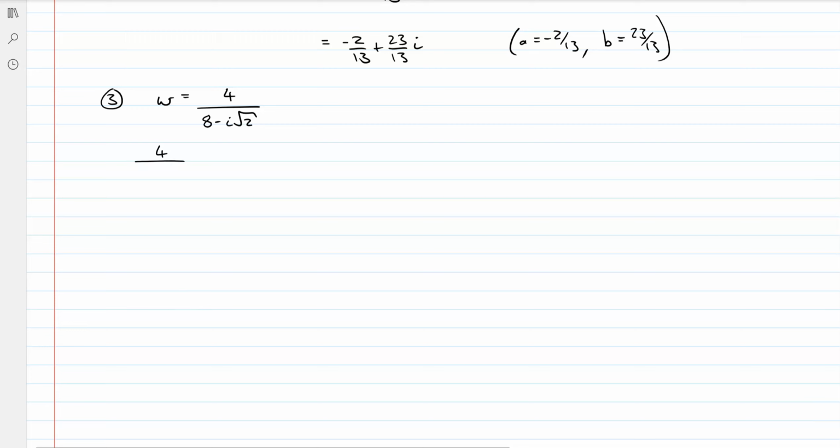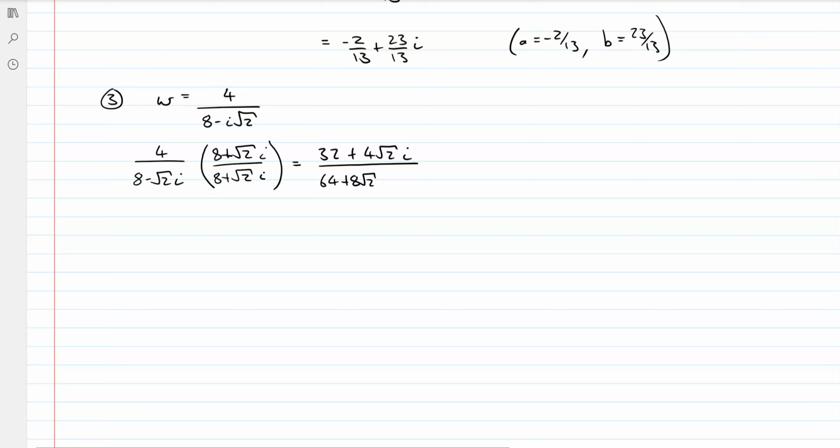So here I'm just going to write the root 2 in front. So I'm going to times by 8 plus root 2i over 8 plus root 2i. So I'll just change the sign on the bottom to get the conjugate, and then multiply. So I get 4 8s are 32. 4 times root 2i is just 4 root 2i, all over 8 8s are 64. We know we're going to get something to cancel here, but let's just do it anyway.